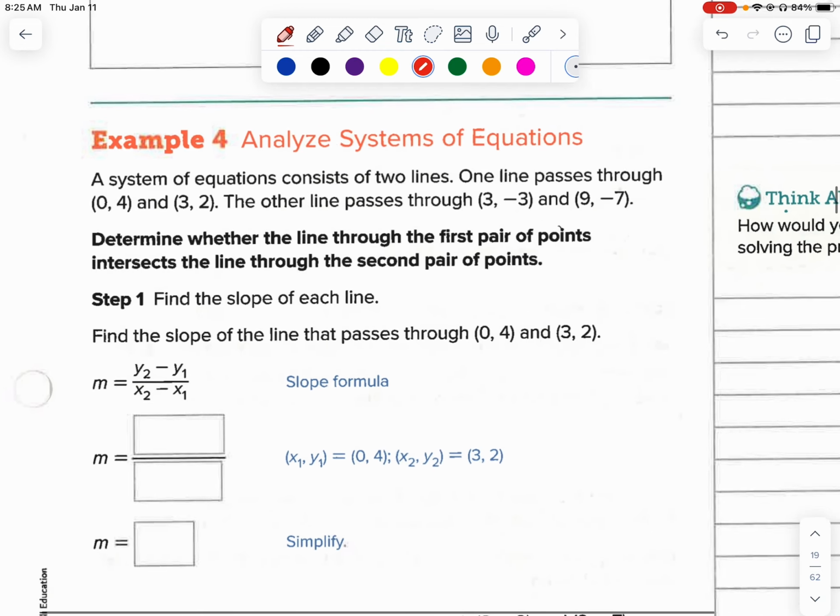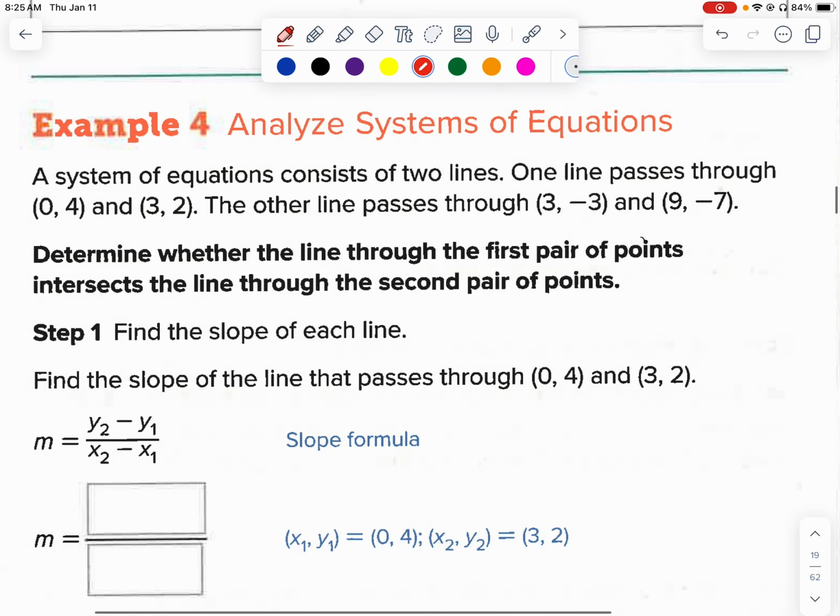So I look at this. It says a system of equations consists of two lines. One line passes through (0, 4) and (3, 2). The other line passes through (3, -3) and (9, -7). So determine whether the line through the first pair of points intersects the line through the second pair of points.